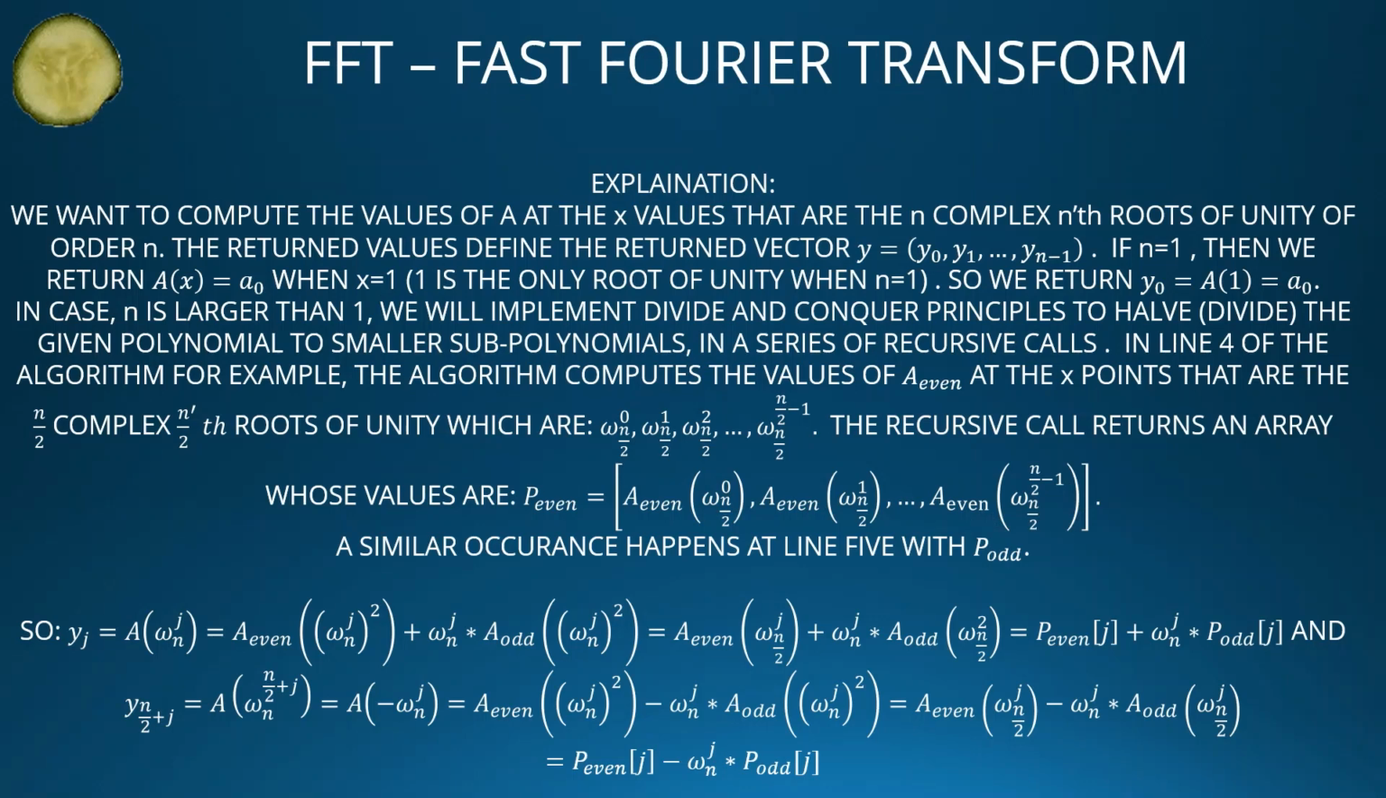So yj equals A(omega jn) equals A even (omega jn to the power of 2) plus omega jn multiplied by A odd (omega jn to the power of 2), which eventually equals p even j plus omega jn multiplied by p odd j.